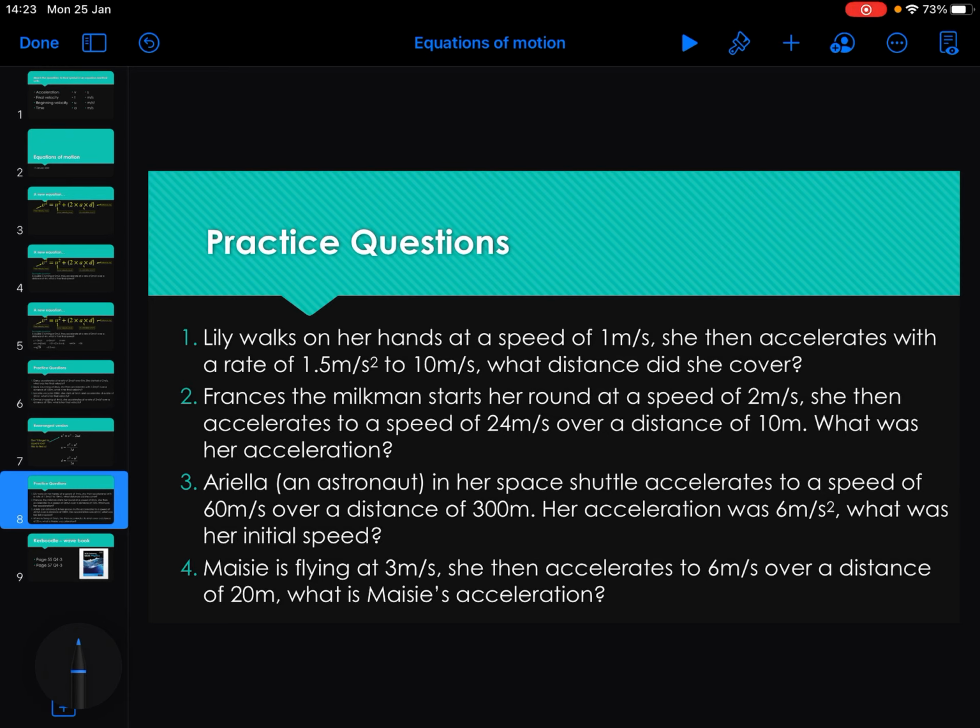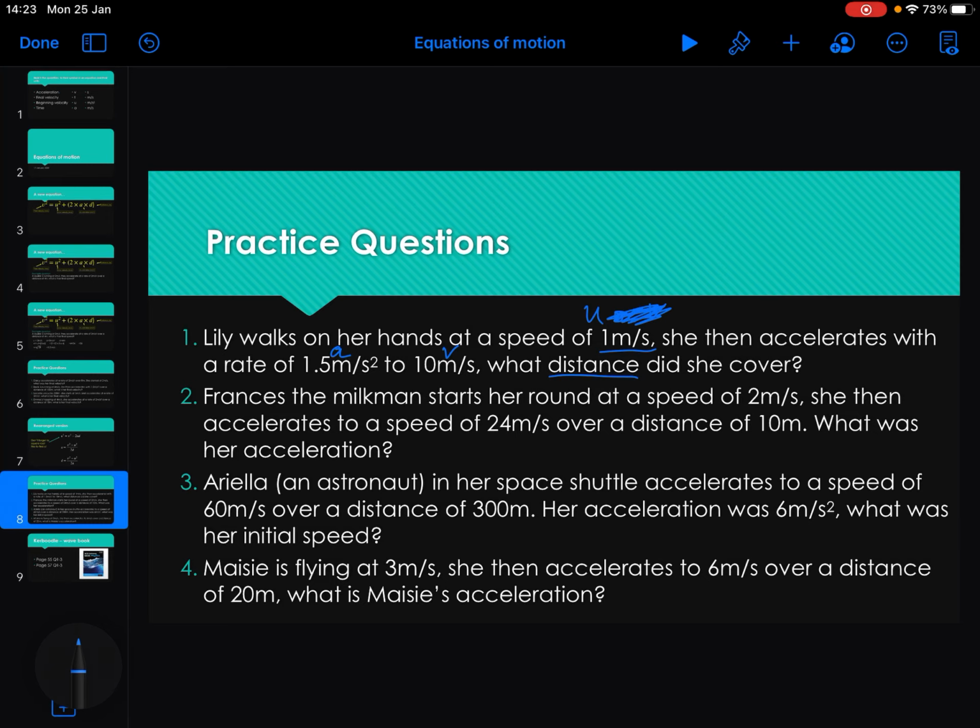So question number 1. Lily walks on her hands at a speed of 1 meter per second. Now this is either U or V. Again, can't really tell at this point. She then accelerates with a rate of 1.5 meters per second squared. Okay, so that's A, that's her acceleration. To 10 meters per second. Right, so they've given us her final speed, which means this one is clearly U, her beginning speed.